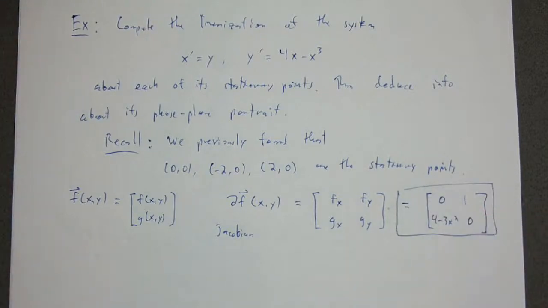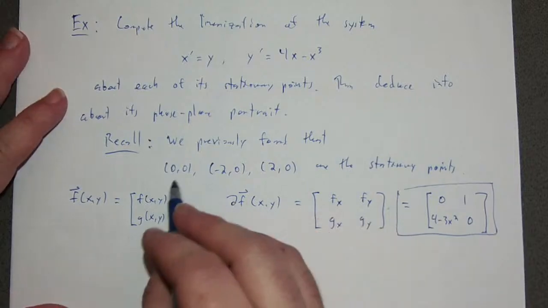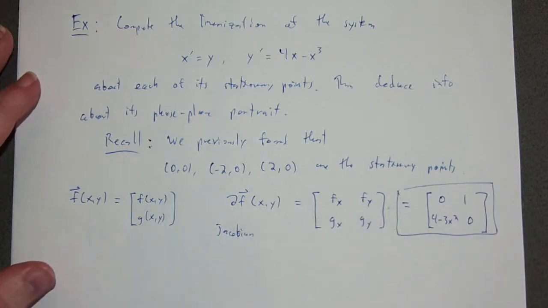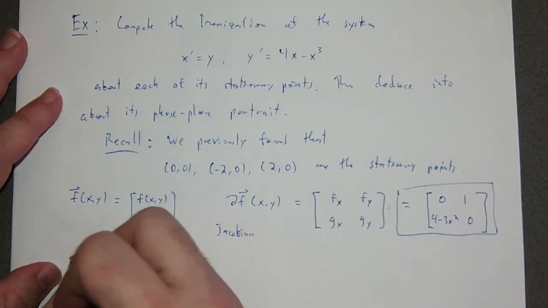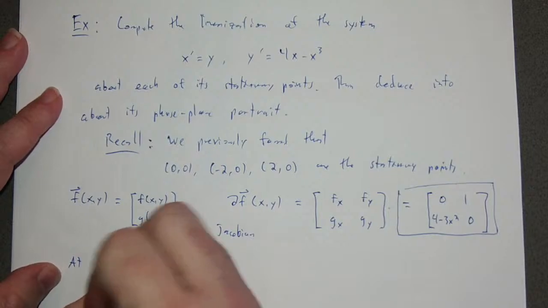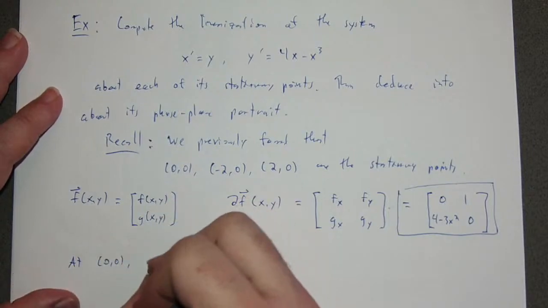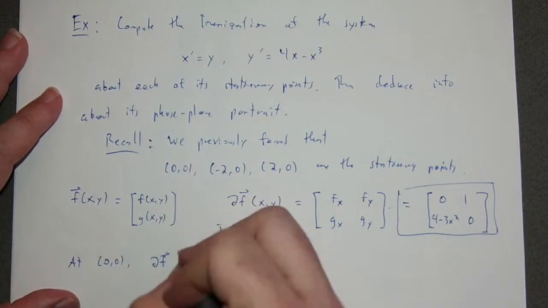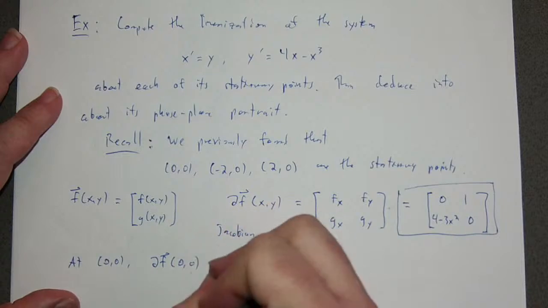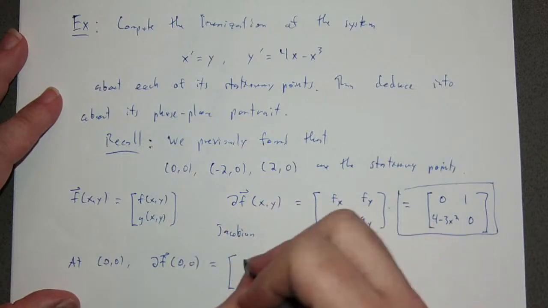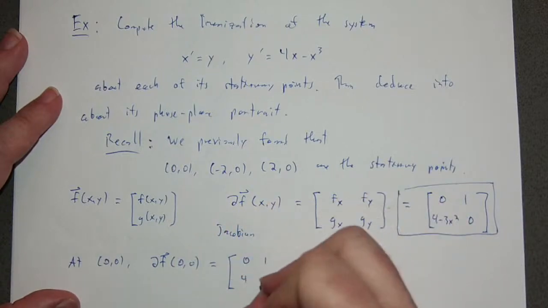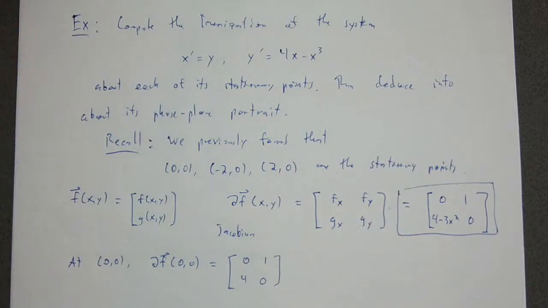All right. So now I have to check what this Jacobian is at each of these points. Okay, at 0, 0, my Jacobian is the matrix 0, 1, 4, 0. This is my linearization matrix.